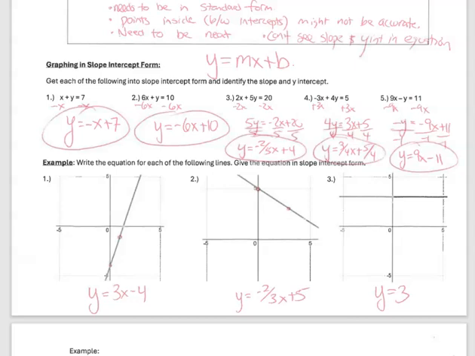And the last one, when you subtract 9x, you get negative 9x plus 11 on the right, but you've got to get rid of that negative, so don't forget to divide everything by -1, which basically switches the signs.